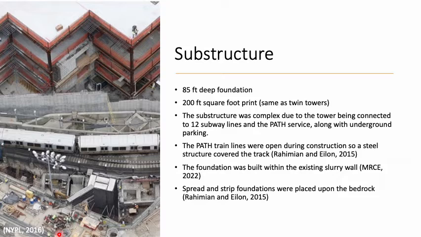The substructure is an 85 feet deep foundation, 200 feet square footprint, that's the same as the Twin Towers as mentioned. And the substructure was a really complex process due to the running of the PATH train system and the subway lines beneath that were going on during construction. So here you can see the PATH train lines. The PATH train lines were covered during construction with a steel structure, which can't be seen yet, and that was to keep the wet concrete load off of the track.